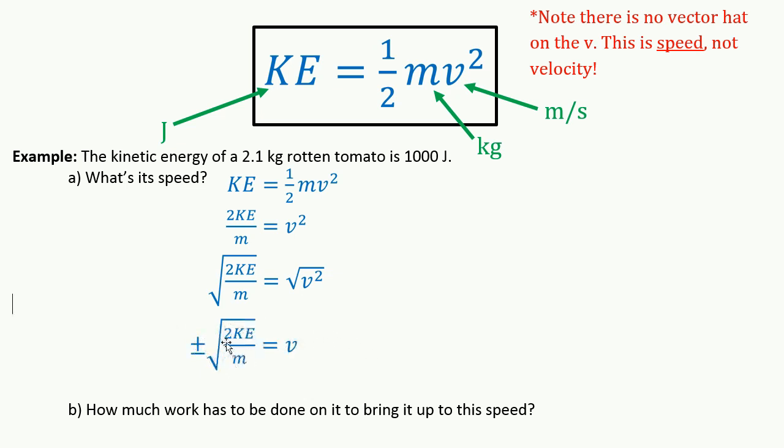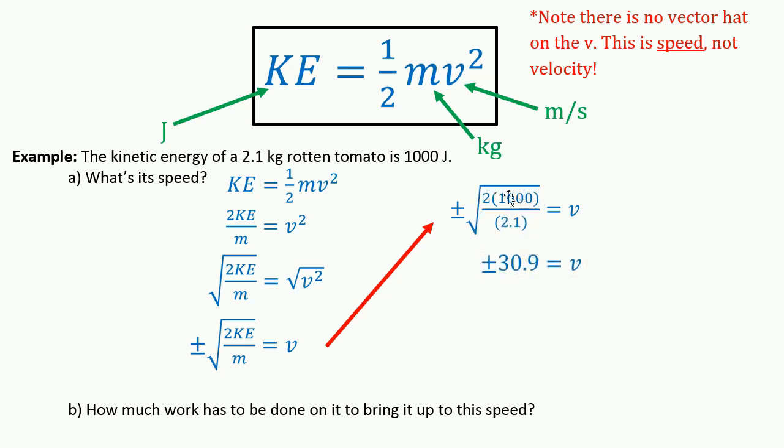Now I think we're at a point where we can just plug some numbers in. So the kinetic energy is 1,000, the mass is 2.1, and I'll move over here so I have some more space. Here's my numbers plugged in. And we throw that onto a calculator. We're going to get plus or minus 30.9 is the speed.